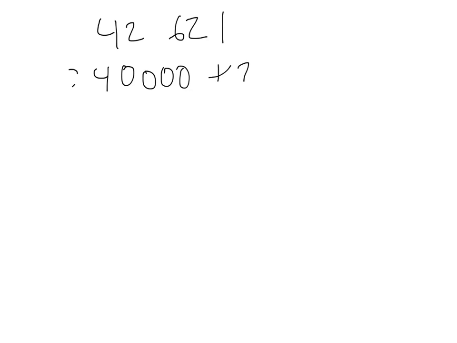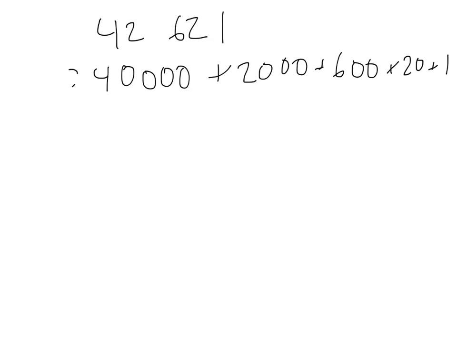Number 2 is 42,621. And so now I know I have 40,000. So I'm going to do every step. 40,000 plus 2,000. Sorry, it's messy. I'm writing with my fingers on an iPad. Plus 600. Plus 20. Plus 1.